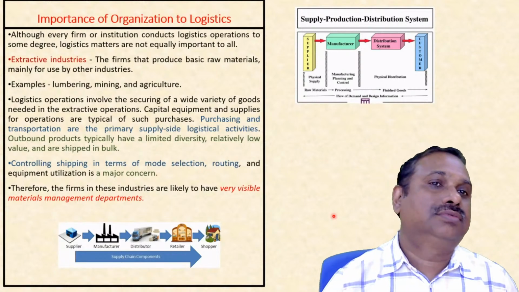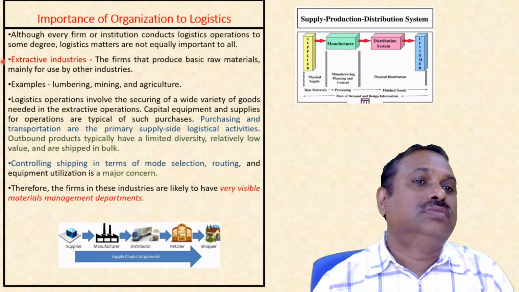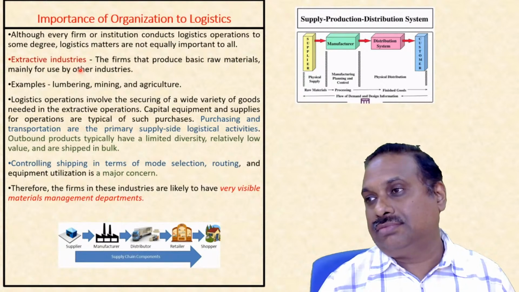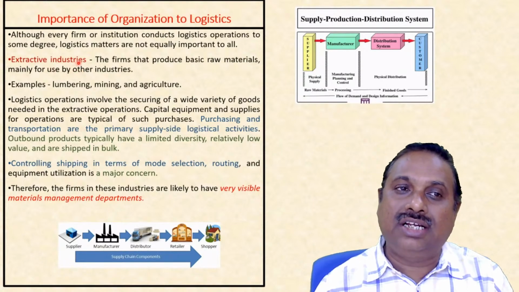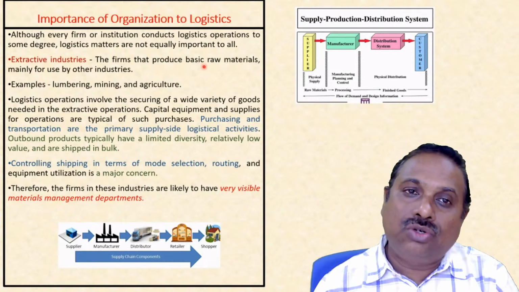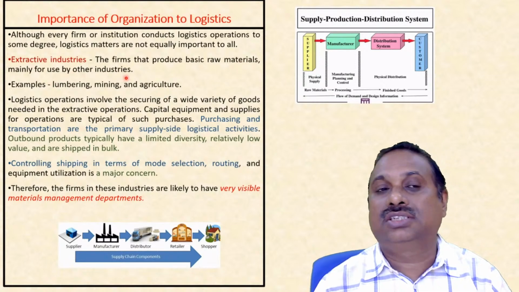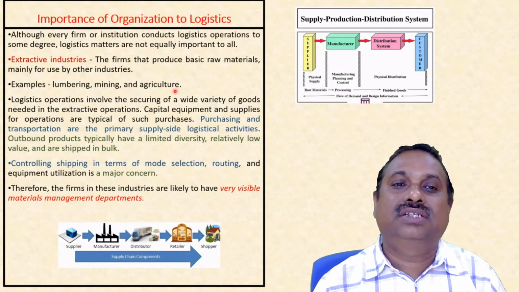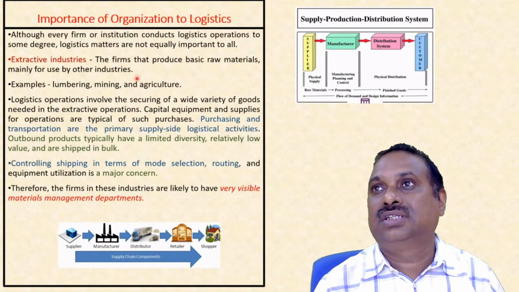Importance of organizations to logistics. One is the extractive industry. We have divided industry into some categories. One is extractive industry. What is extractive? The firms that produce basic raw materials, mainly for use by other industries. Examples: lumbering, mining, agriculture, etc. So these are extractive industries.